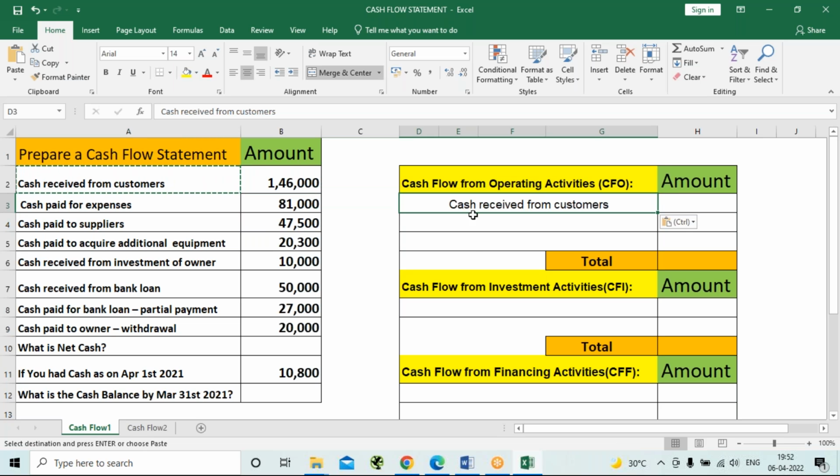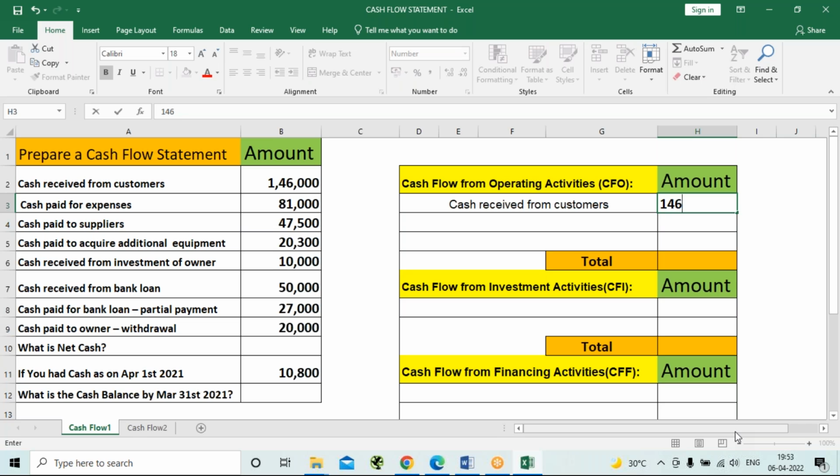Copy and paste. So the value is 1,46,000. So let me put it in values manually, but be very sure whether the amount is coming in or whether the amount is going out. When the amount is coming in, then you are supposed to put it in positive numbers. In case the amount is going out of your hand, then it has to be given as a negative amount. Okay, so here the amount is coming, so we are going to put it as 1,46,000. So it is the received amount to the business.